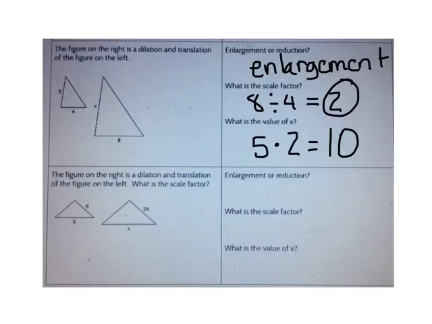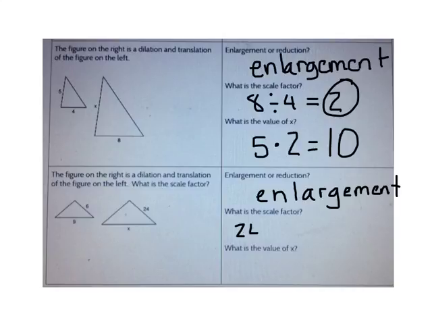Let's do another one. The figure on the right is a dilation and translation of the figure on the left. Is it an enlargement or a reduction? It's an enlargement. It got bigger, so the scale factor will be greater than 1. What is the scale factor?